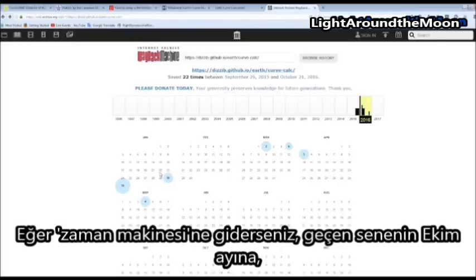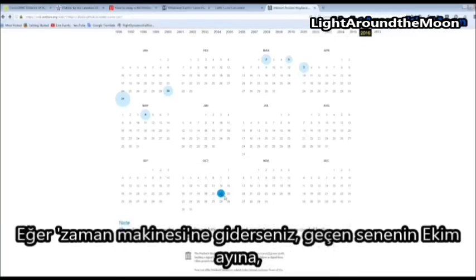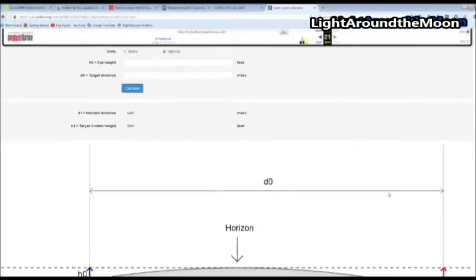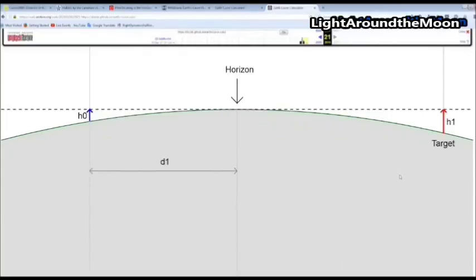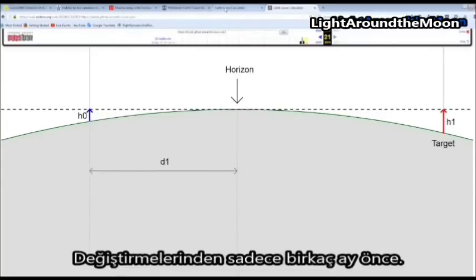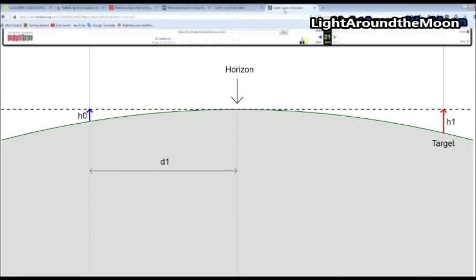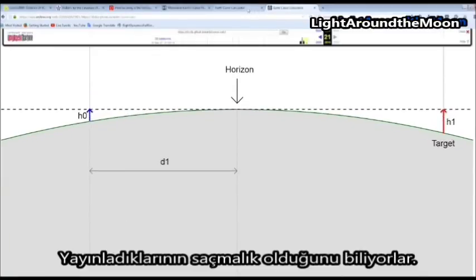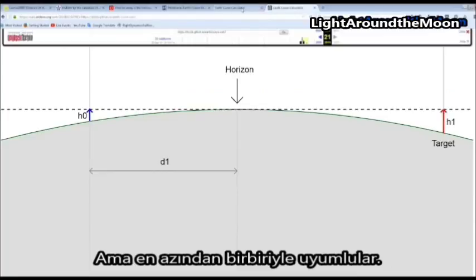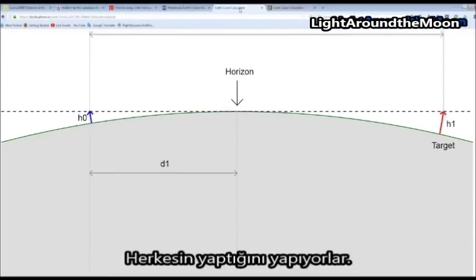You go back to the Wayback Machine, go back to October of last year, and what do you know? There's the original one that was just a few months ago that they changed because they know that we're on to their game here. They know that what they're putting out is crap, but at least they're consistent. They're doing the same thing everybody else is doing.